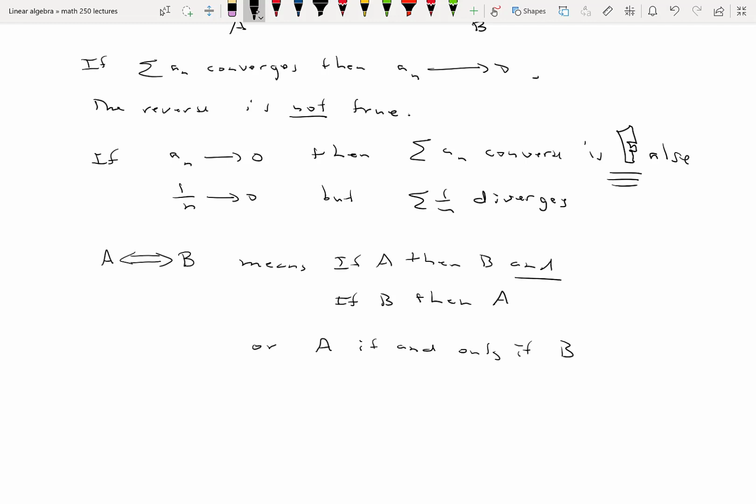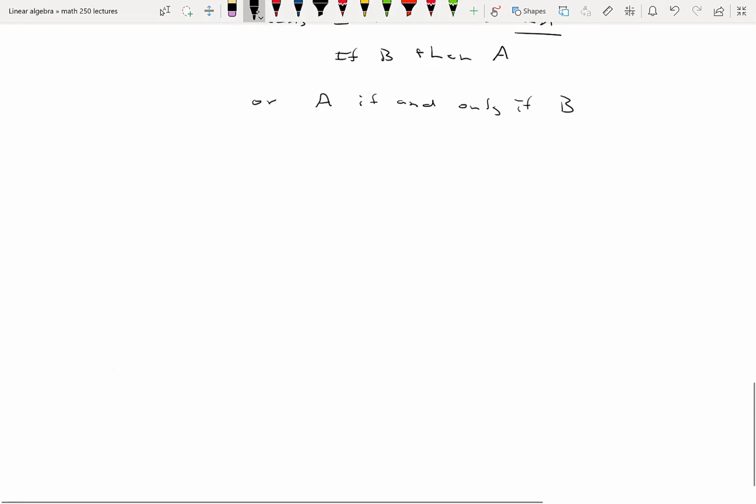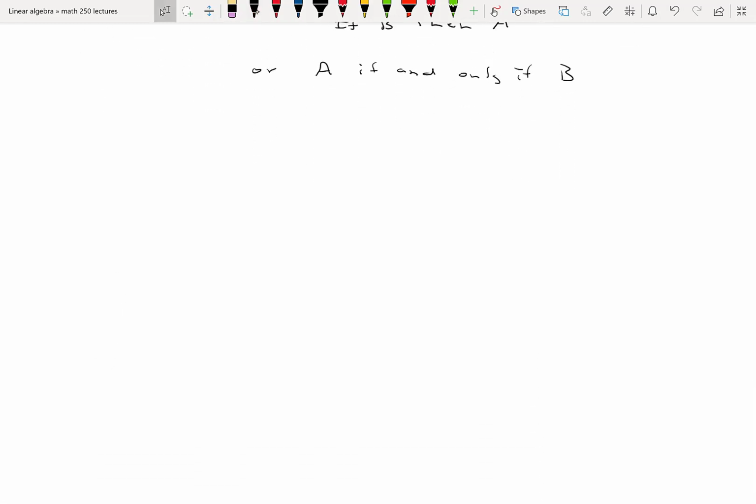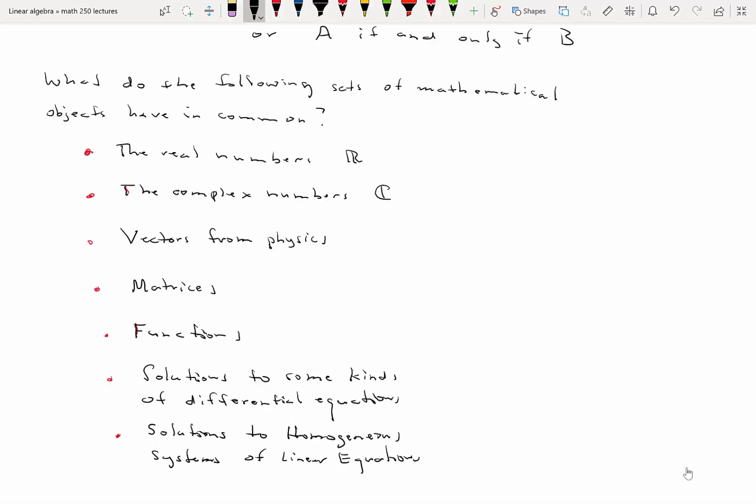Now we are ready to study vector spaces. Before we can study them, we have to know what they are. Off camera, I'm going to write an example real quick here. Here's a question I'd like you to consider with me. What do the following sets of mathematical objects have in common?